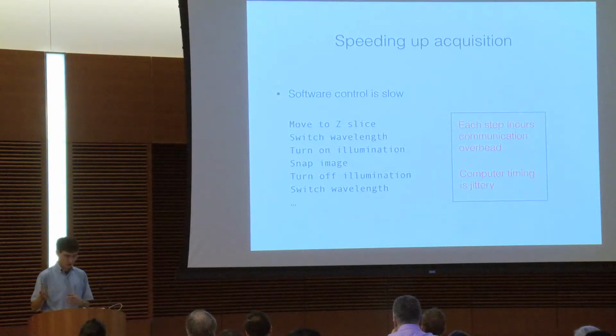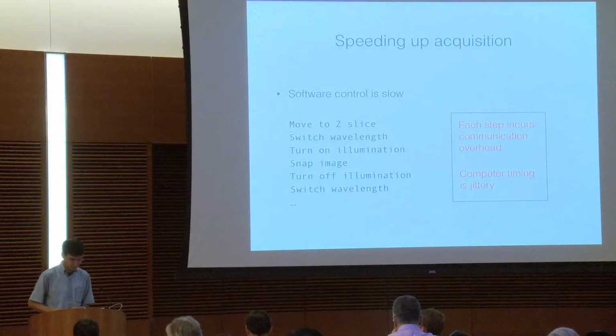It'll turn on the illumination or open a shutter. It'll snap an image, turn off the illumination, switch wavelength, etc. And each of these commands has to be sent over whatever communication line, serial, USB, or other. It depends on the interface, but in particular for serial devices, each of those commands can take several milliseconds. So that's quite a bit of overhead when you have a lot of devices in a complicated experiment. And also computer-based timing is jittery because a lot of things are going on in a computer with just a few CPUs.